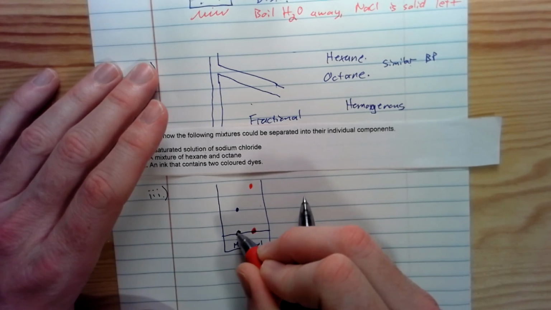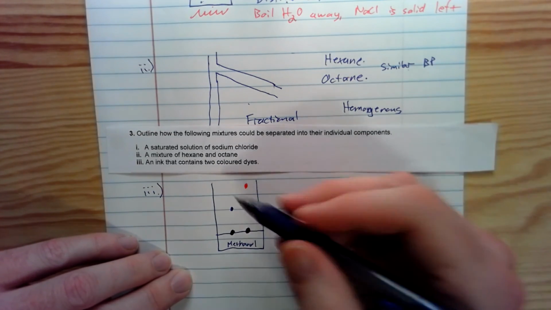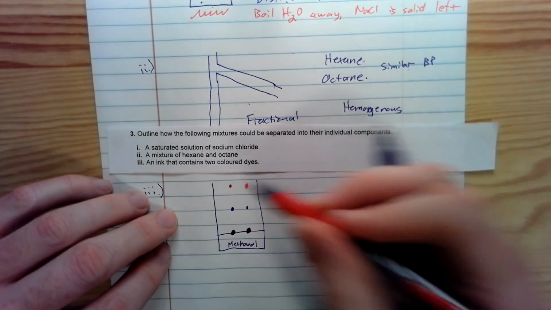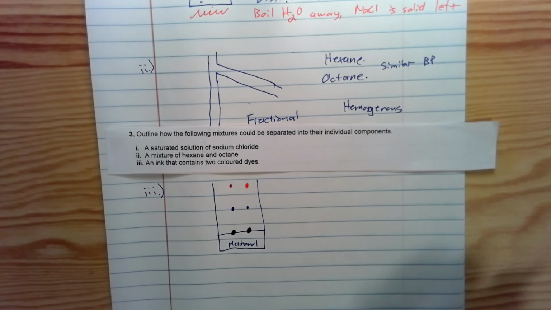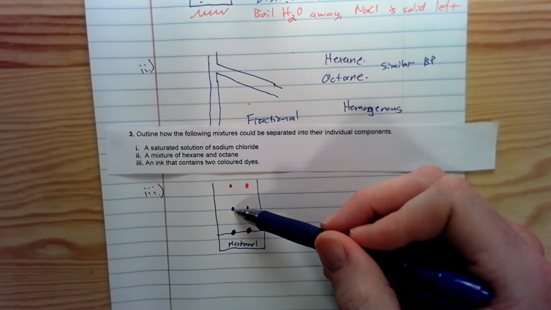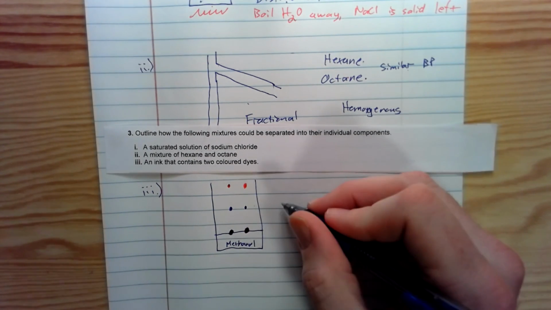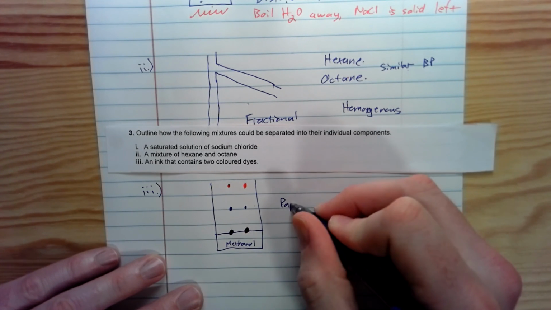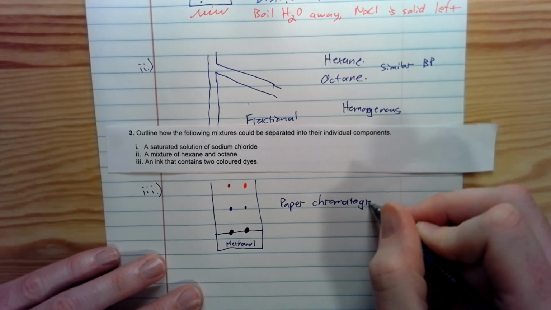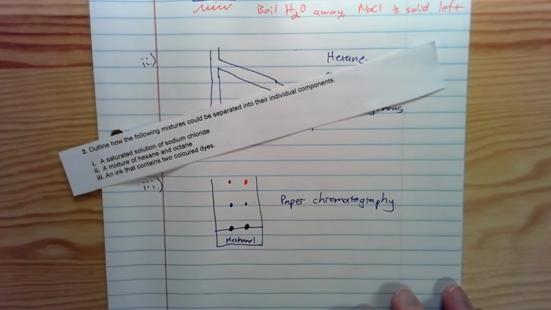I forgot to mention that this would also be blue and red, and this would also be blue and red. To make that make sense, we would end up with this. Okay, there, that makes sense. So if both of these were blue and red, the blue ones would end up on the bottom, and then the red ones would be on top. So the short answer for this is to use paper chromatography. All right, that's a good way to separate those mixtures.